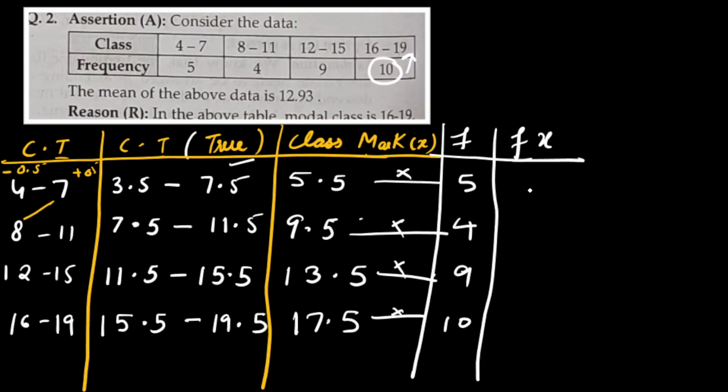So 5.5 into 5 is 27.5. Okay, 27.5. The next one, 9.5 into 4, is 38. Okay, next one, 13.5 into 9.